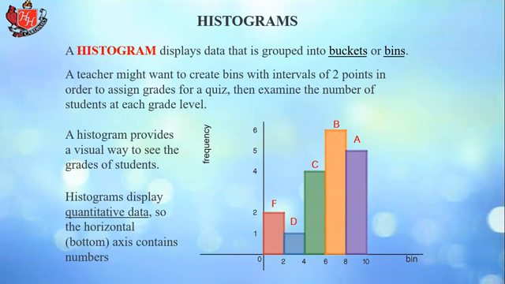Histograms display quantitative data, so the horizontal bottom axis contains numbers. So you see on the bottom it's 2, 4, 6, 8, 10. There are numbers down on the bottom as well as on the axis going up.